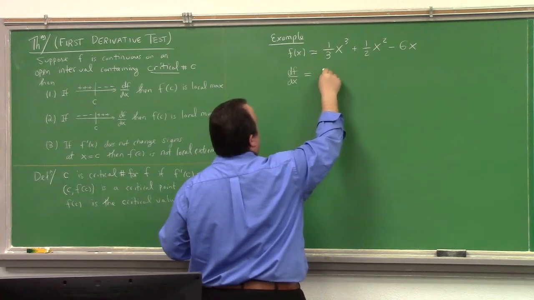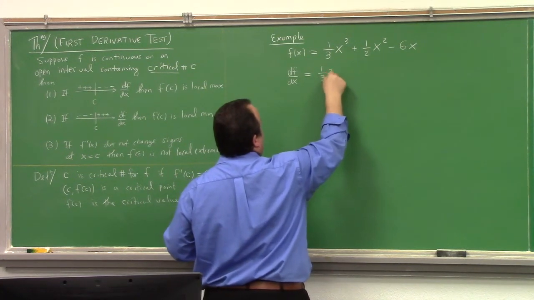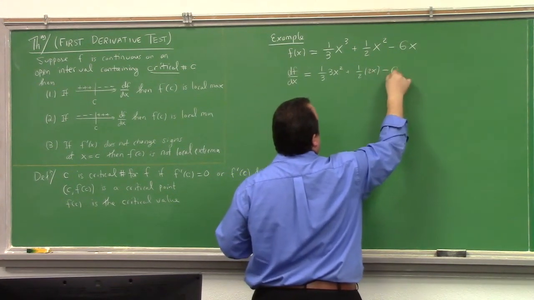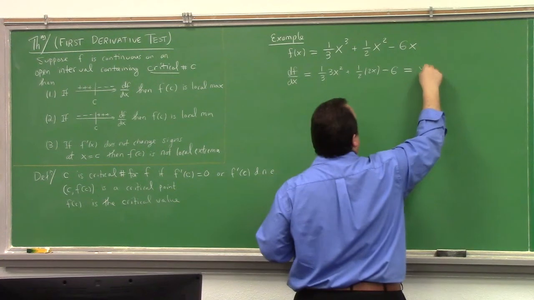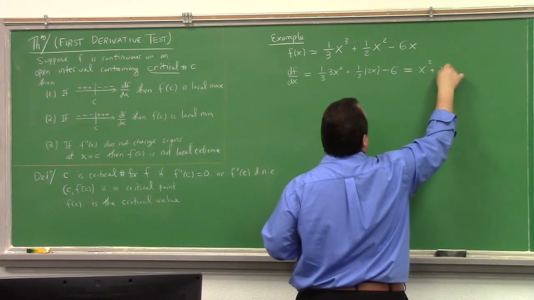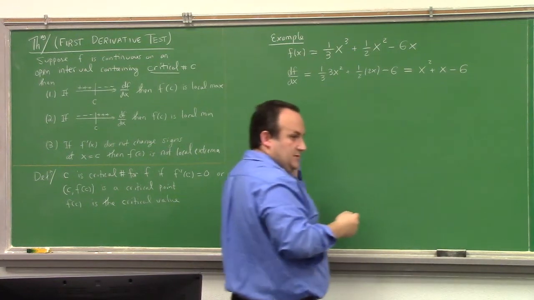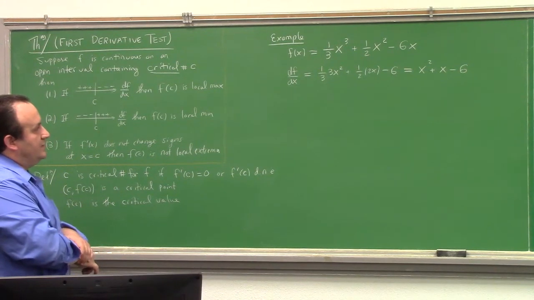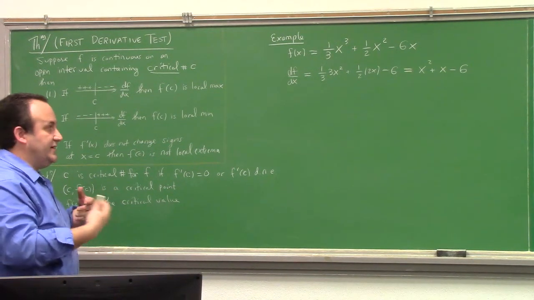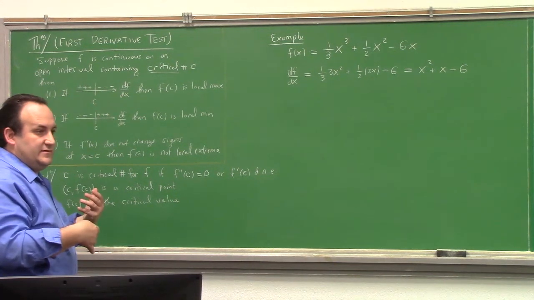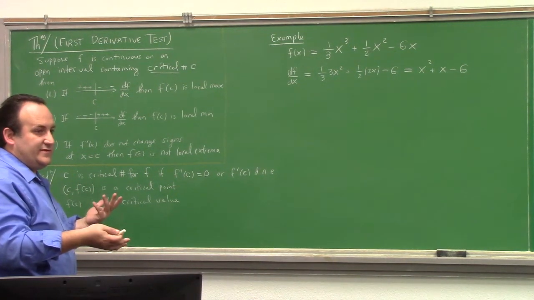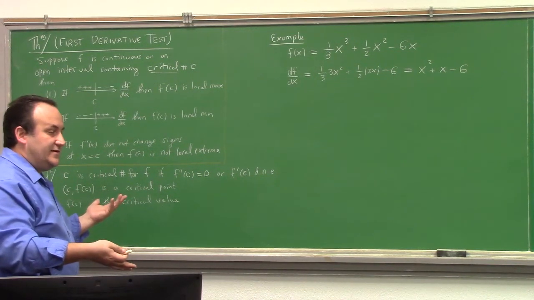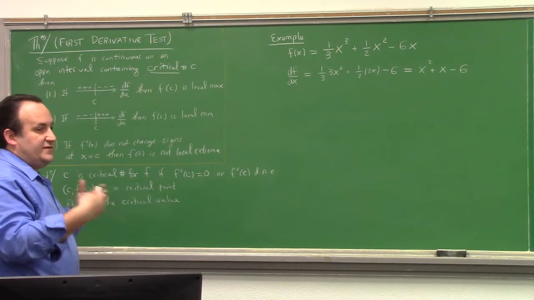So we've got 1/3 of 3x squared, 1/2 of 2x, minus 6, which of course is x squared plus x minus 6, right? Now, as we're thinking about critical numbers here, is there any x for which the derivative does not exist? Well, no. I mean, it's a polynomial, right? So the domain of the derivative is all reals. The domain of the function is all reals, by assumption, right?